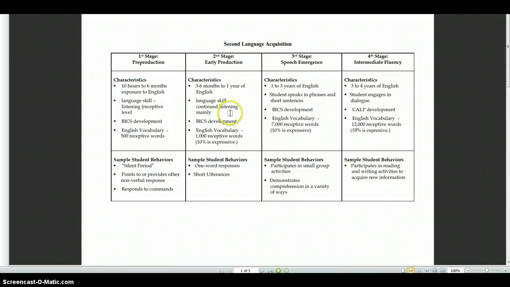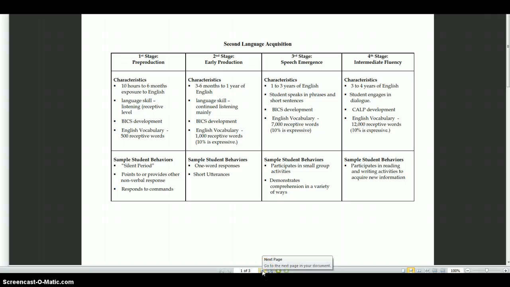So this is knowing what those language learners are dealing with. The second part here gives you some sample student behaviors. If you remember when I quickly showed that video, it was looking first at the first stage, and it showed this is the silent period for those language learners.